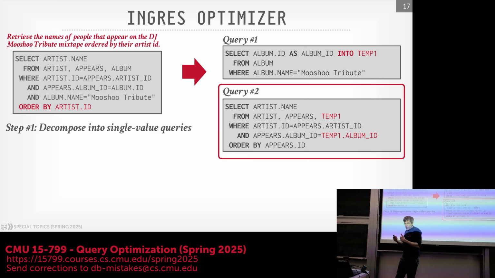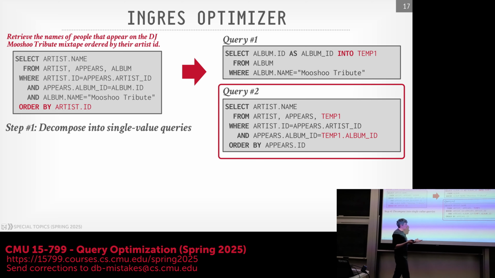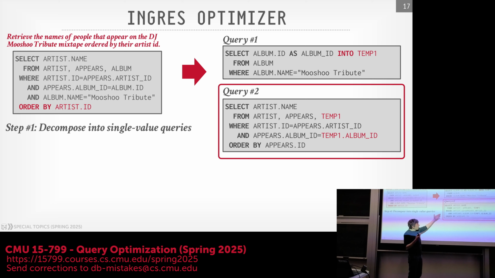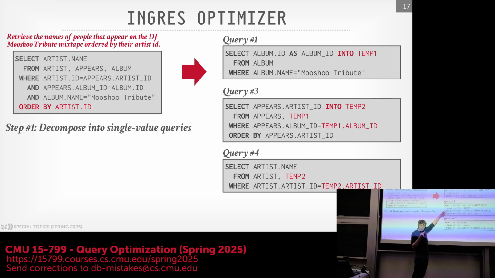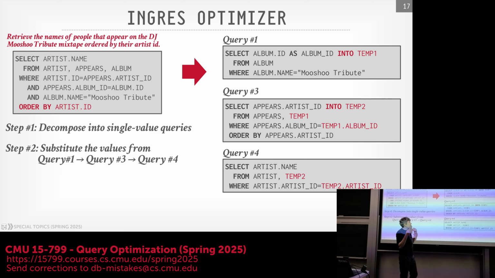Then I'm going to do that recursively again. I'm going to take this three relation query and break it up into new queries that are each accessing just one real relation, so appears and artist, and doing the join against the temp table that was materialized by the previous query. Right? Now that I have this, I can actually just run the queries.